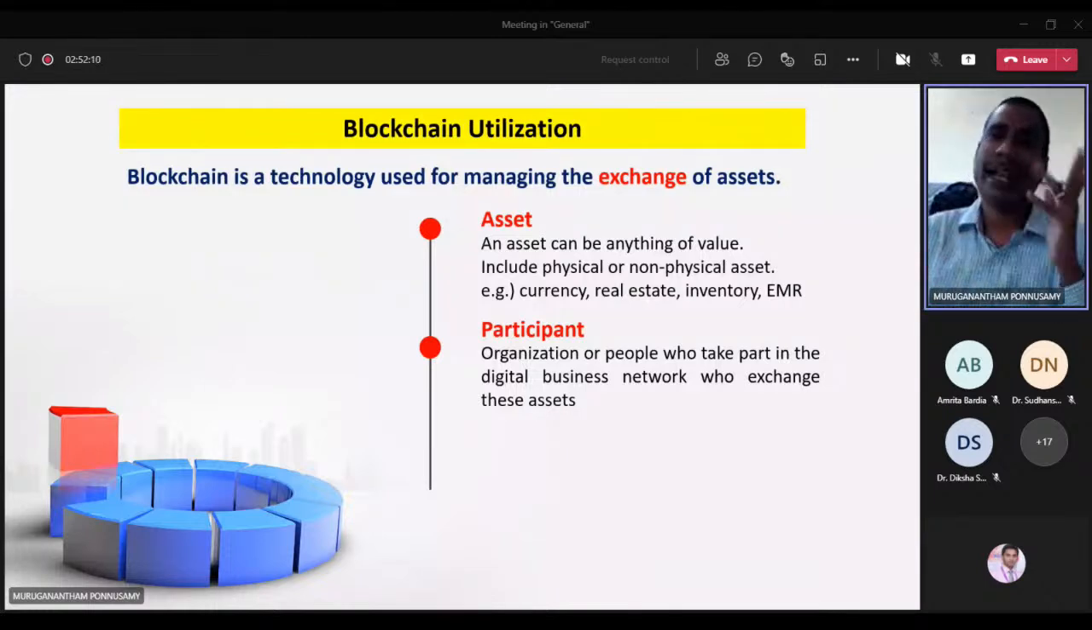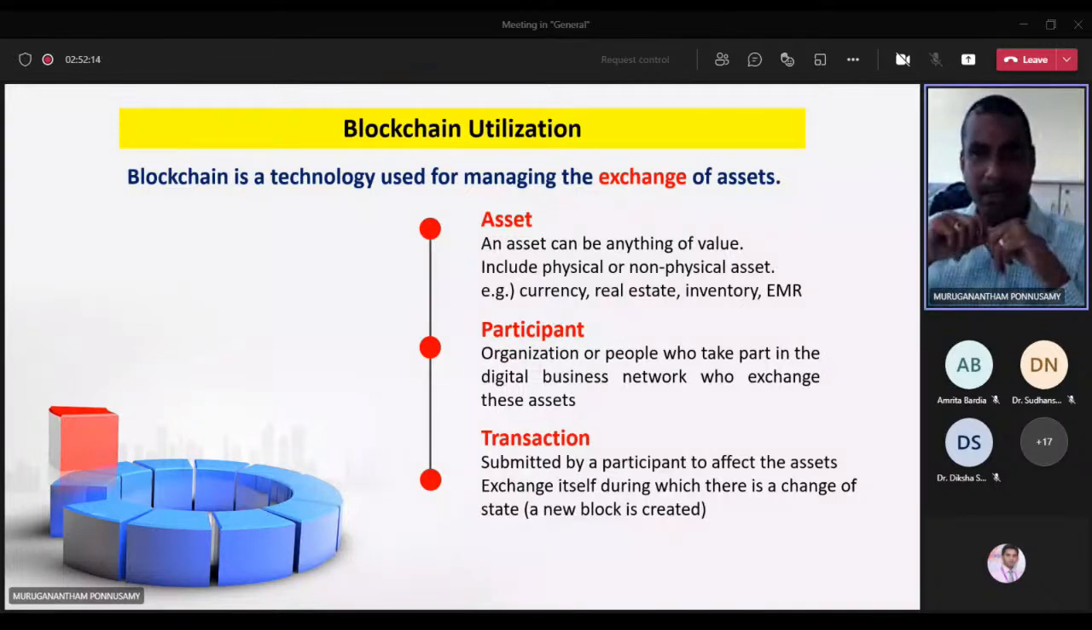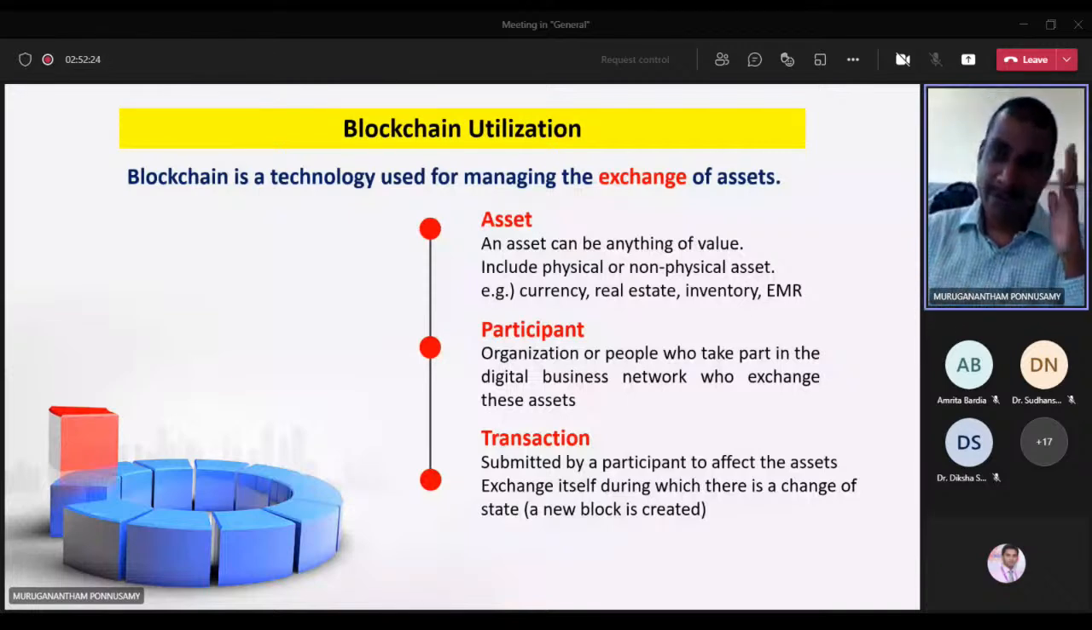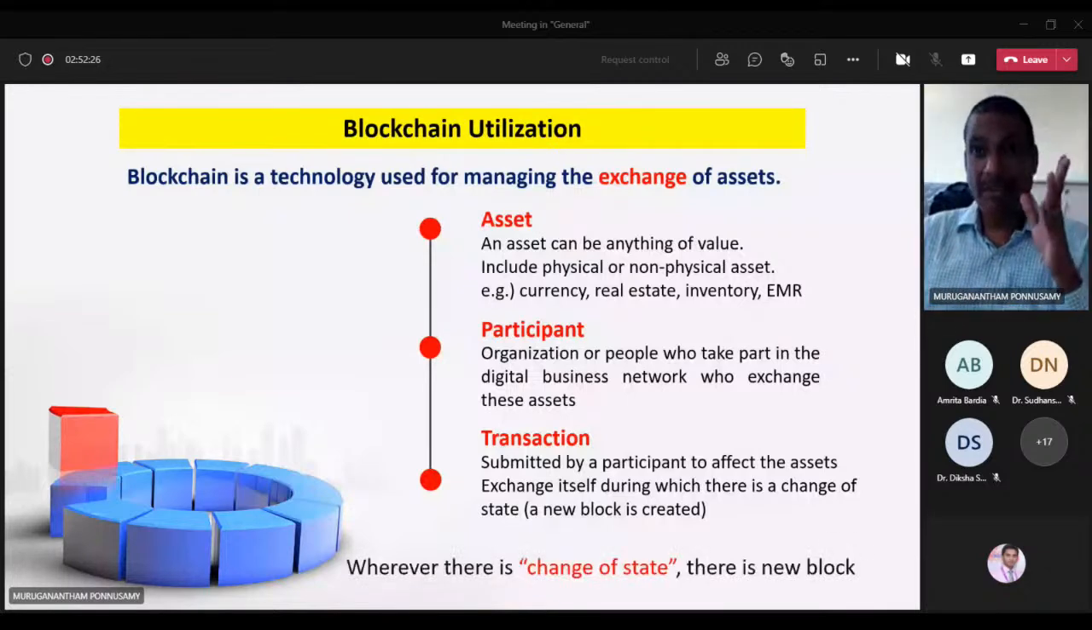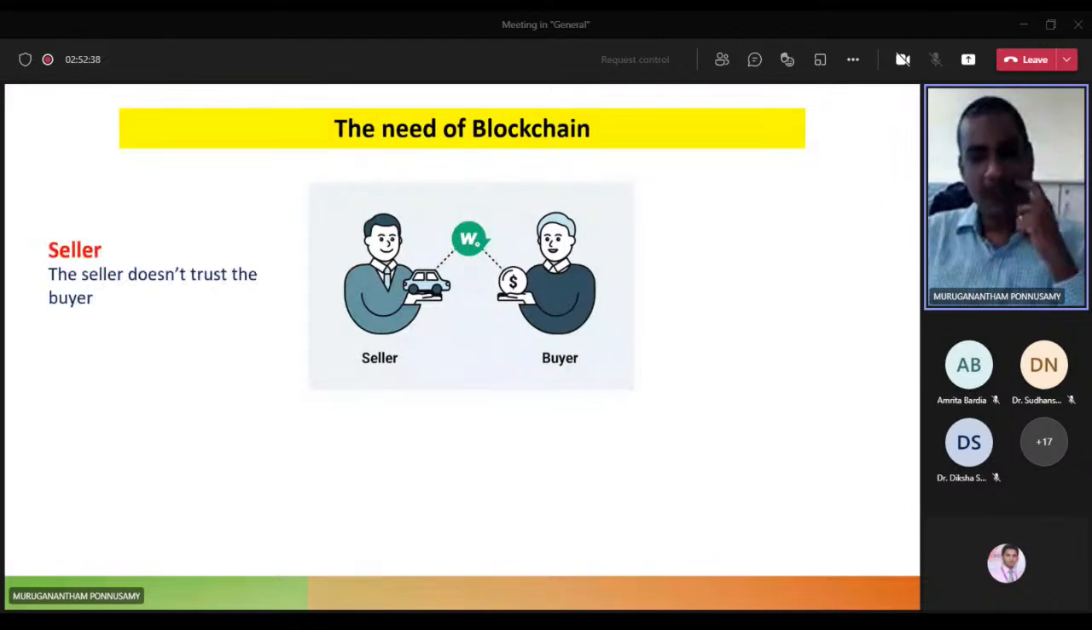What do you mean by transaction? A transaction is submitted by a participant to affect the assets, an exchange itself, during which there is a change of state. So wherever, whenever we make changes in the state, it will go as new. Right? Why is it required?